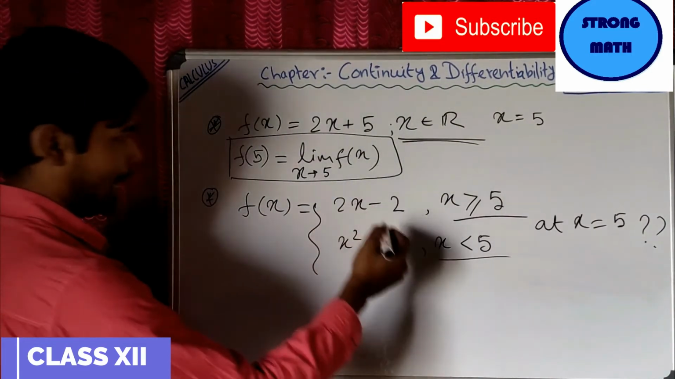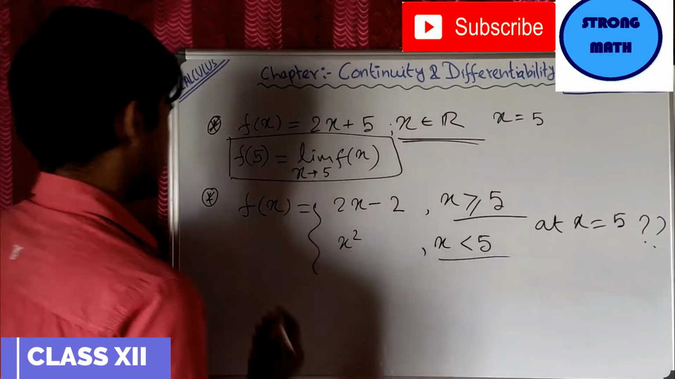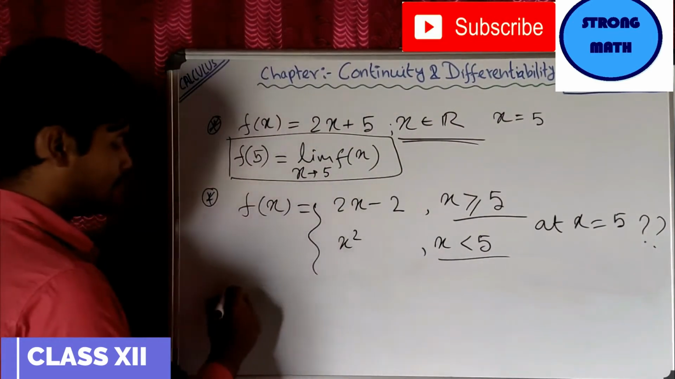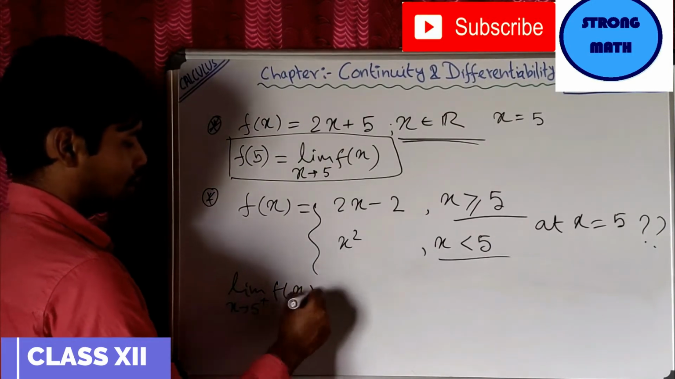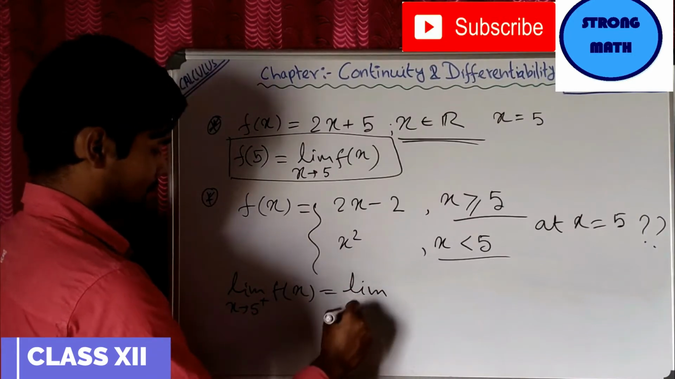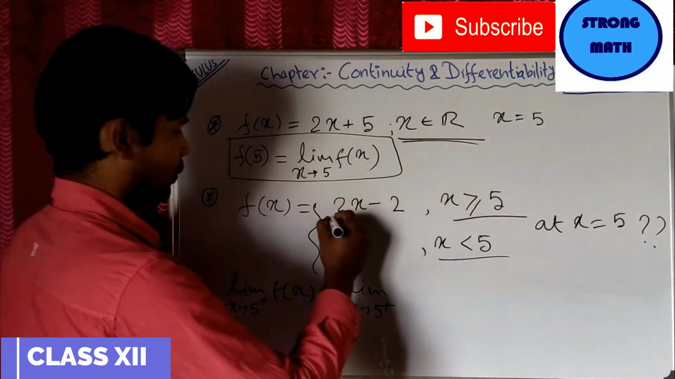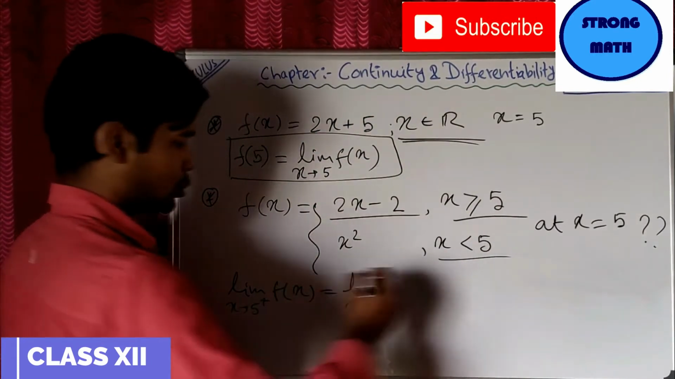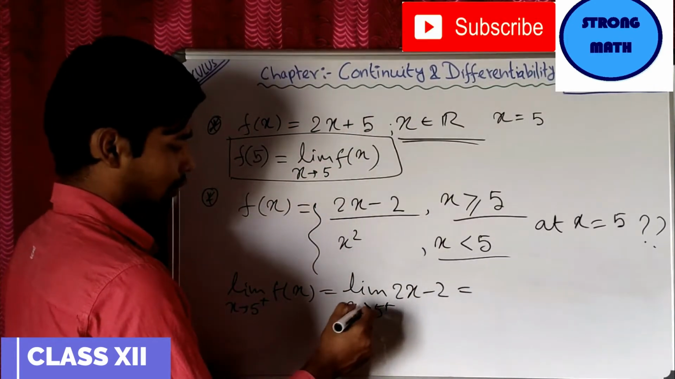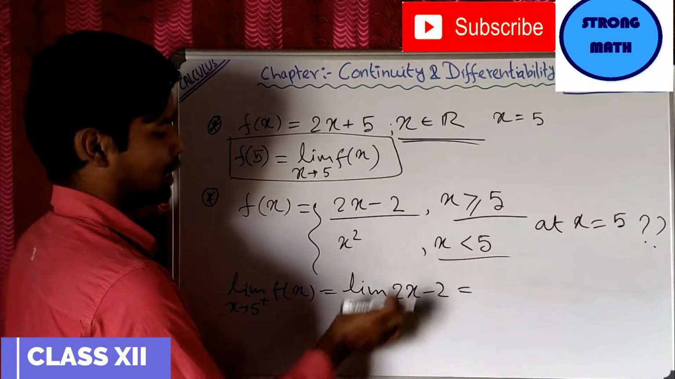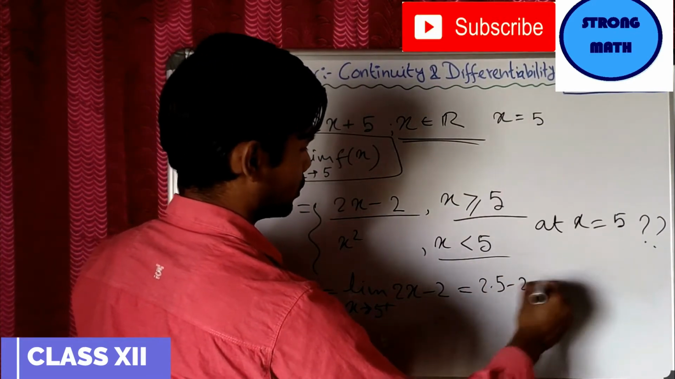To check, as this function is in piecewise form, we have to check the right hand limit, that is limit x tends to 5 plus f(x). What will be the value of this? Limit x tends to 5 plus means the right hand side of 5. The functional value is 2x minus 2. Let's substitute the value of x as 5 in the function. We get 2 into 5 minus 2, which is equal to 8.